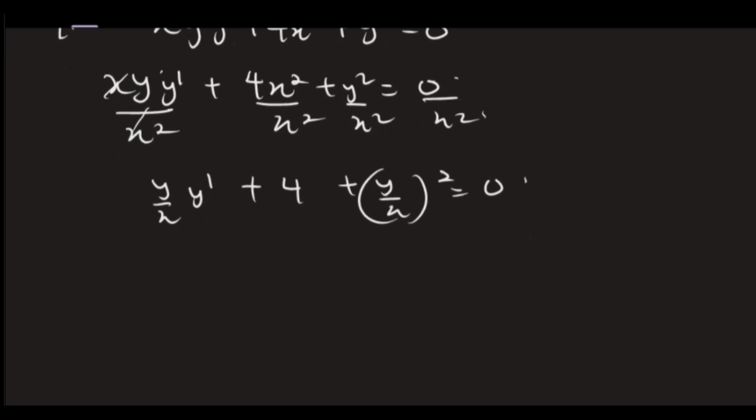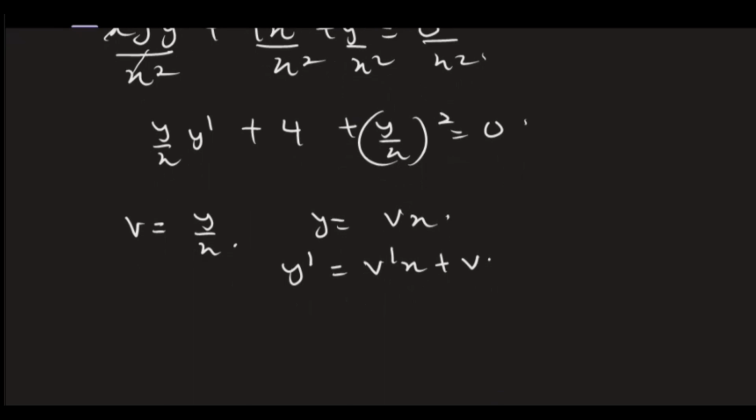At this point, I can make a simple substitution that v is equal to y over x, right? Once I get this, you realize that y will be equal to vx and y prime will be equal to v prime x plus v. That is the differentiation we did in the previous part. So I can make substitutions from this side. My y over x here will be v, and my y prime here will now be v plus v prime x, plus 4, then v all squared plus v squared equals 0.